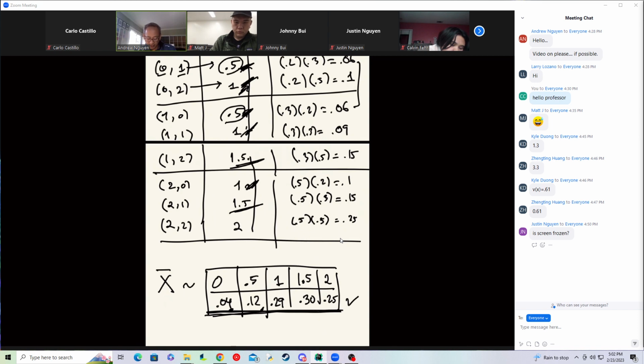Next, I want you to calculate the expected value of X bar, the expected value of this table. So go ahead. Can you calculate the expected value of the table that we just constructed?